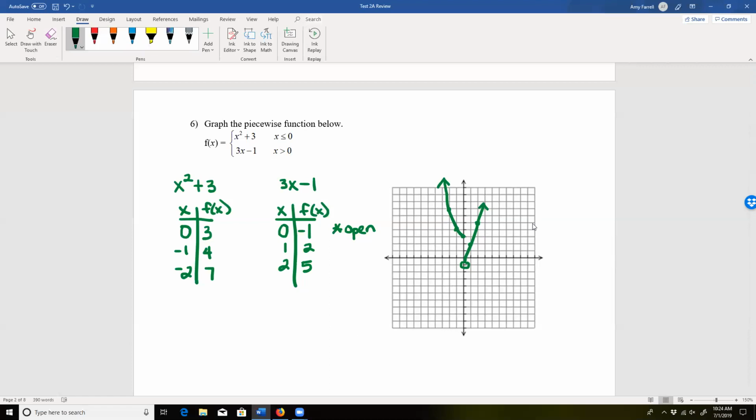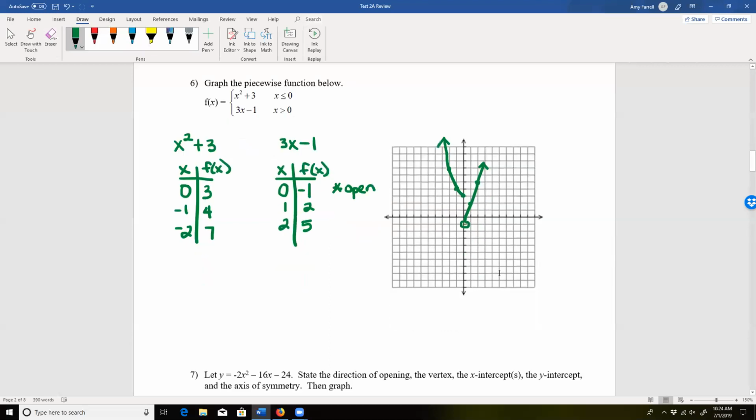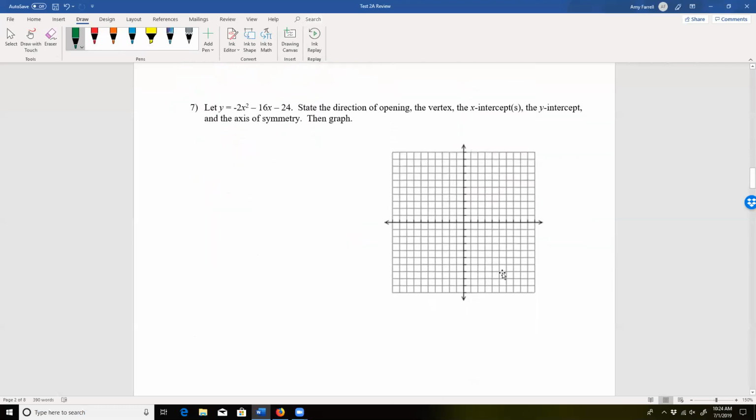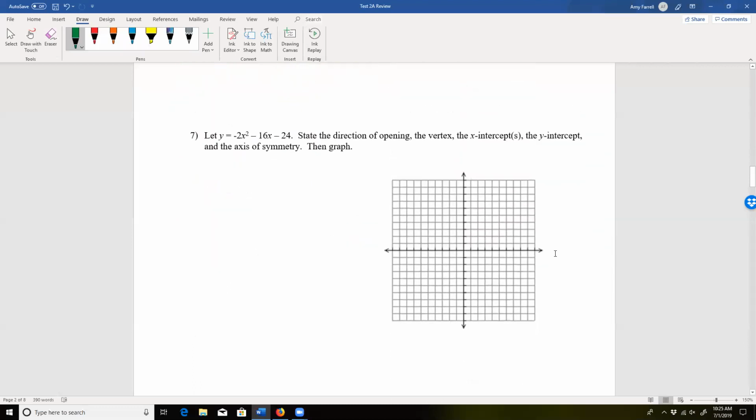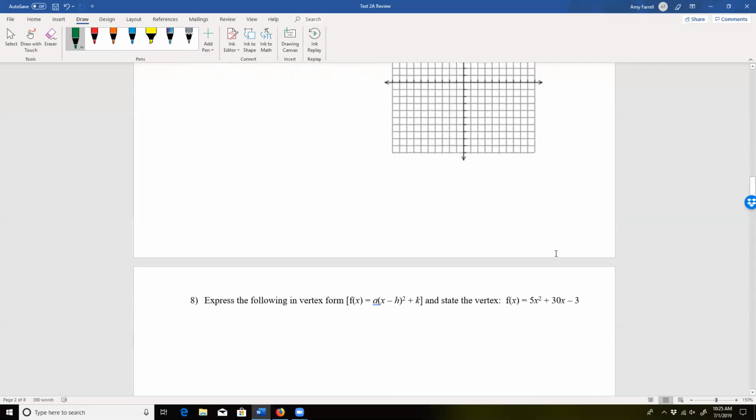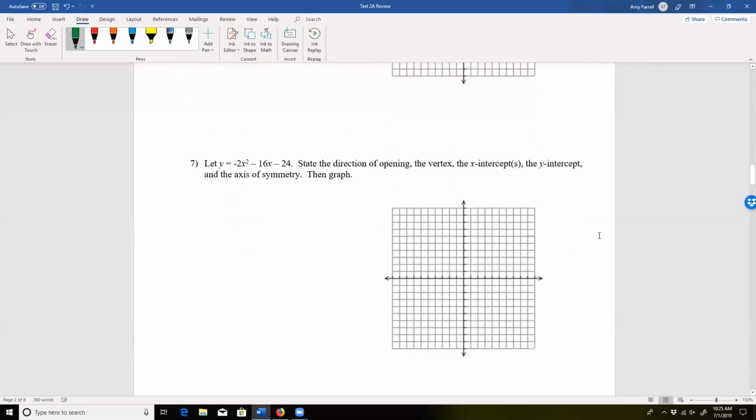X is greater than 0. It doesn't mean jump to 1. It means you start at 0. We just have an open circle there. Okay. I believe this is our last graph for a while. Okay, yeah, it's our last graph, then we get a little break from graphing.